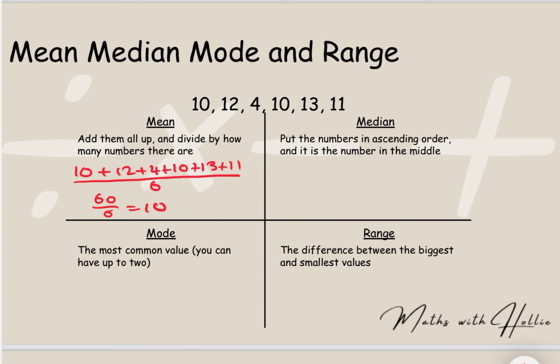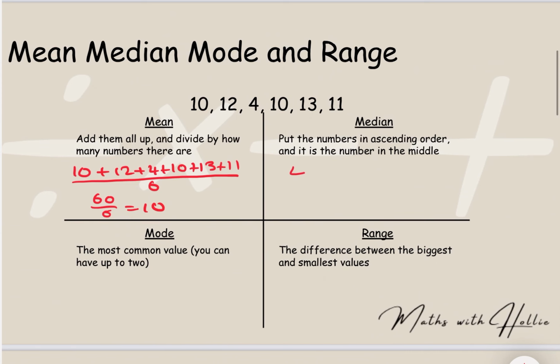The median is the middle number when they are in ascending order. So the first thing we need to do is put the numbers in order: 4, 10, 10, 11, 12, and then 13. There are a number of ways to do this. The very easy method is just to count what's in the middle. So we have 2 numbers in the middle here, which are 10 and 11. So we need to add them together and divide by 2. And the answer is 10.5. So the median of my data is 10.5.